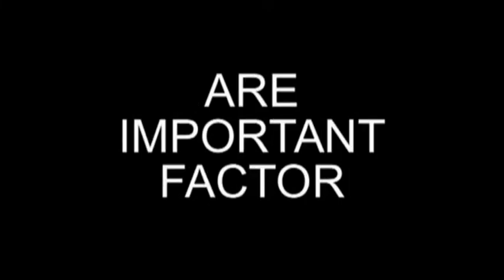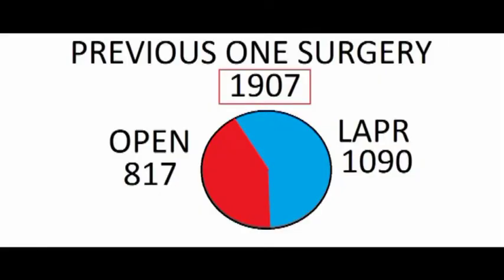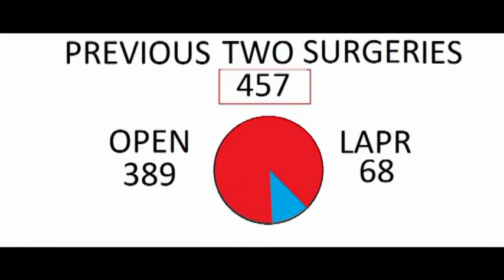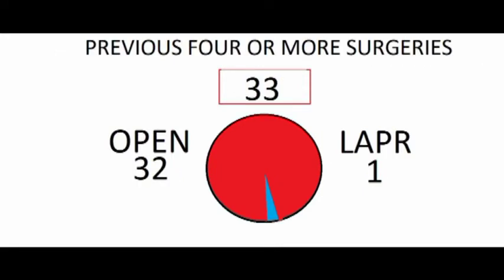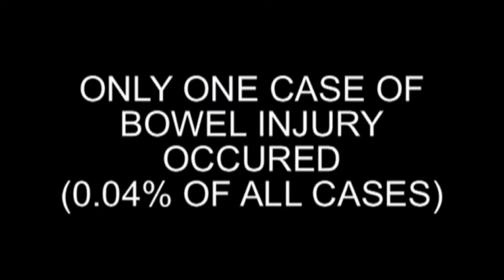Distribution of patients according to indications of previous surgery was found to be a very important factor to predict the adhesions preoperatively. Distribution of previous surgeries cases which were taken into this study is as follows. Previous one surgery was 1,907, previous two surgeries 457, previous three surgeries 122, previous four or more surgeries 33. Only one case of bowel injury occurred.